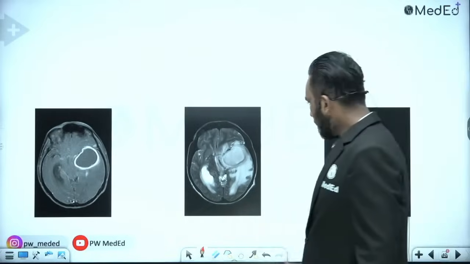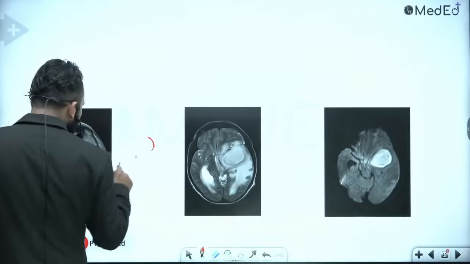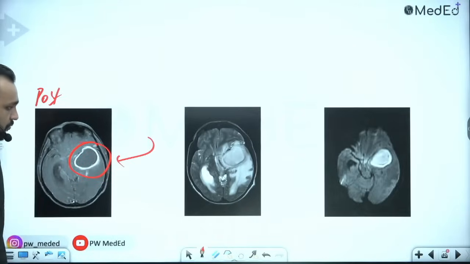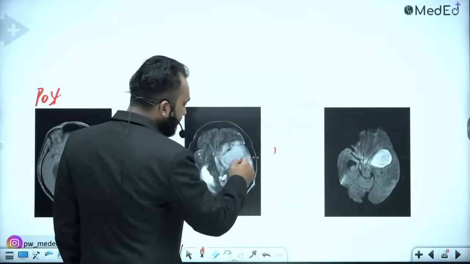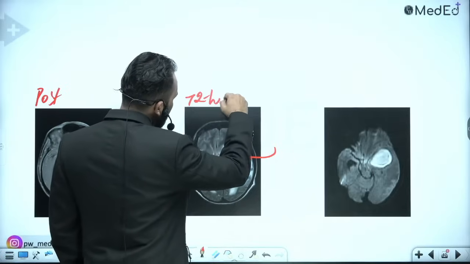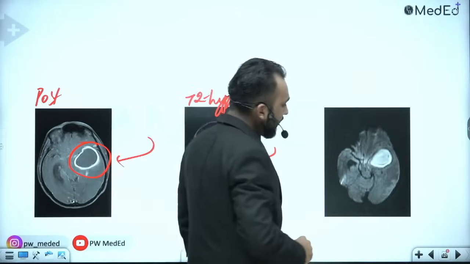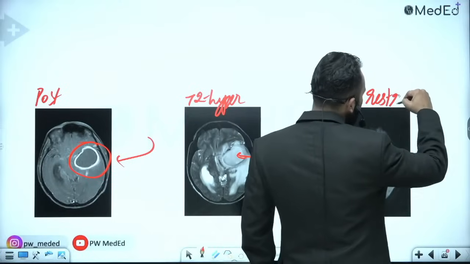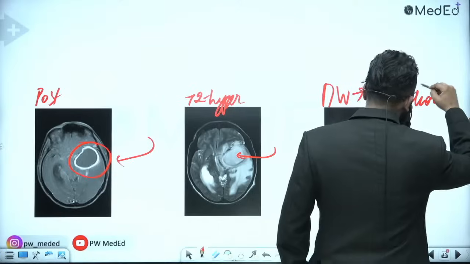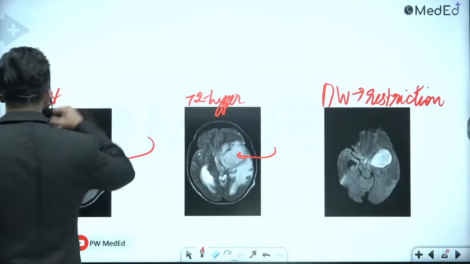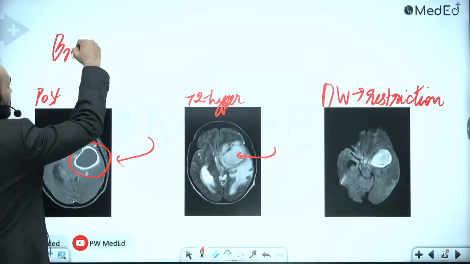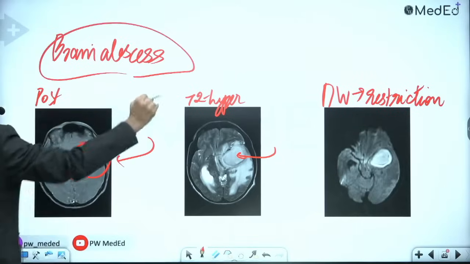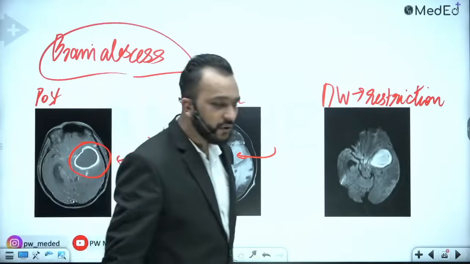So let us have a look at another case. These are your post contrast images. It is showing a peripheral enhancement on post contrast images. The lesion is appearing T2 hyperintense, and on diffusion weighted images, it is showing restriction. So guys, this is a case of brain abscess, a peripherally enhancing lesion showing diffusion restriction and appearing hyperintense on T2 weighted images.